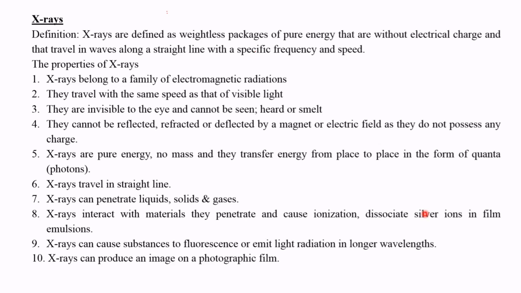And the last one, X-rays can produce an image on photographic film. These are the main properties of X-rays. They are electromagnetic radiation, can travel with the speed of visible light, and cannot be seen, heard, or smelt. They cannot be reflected, refracted, or deflected, meaning no charge and no mass. They travel in straight lines, penetrate all materials in all states, and cause ionization, fluorescence, and exposure of photographic film. These are the main properties of X-rays.